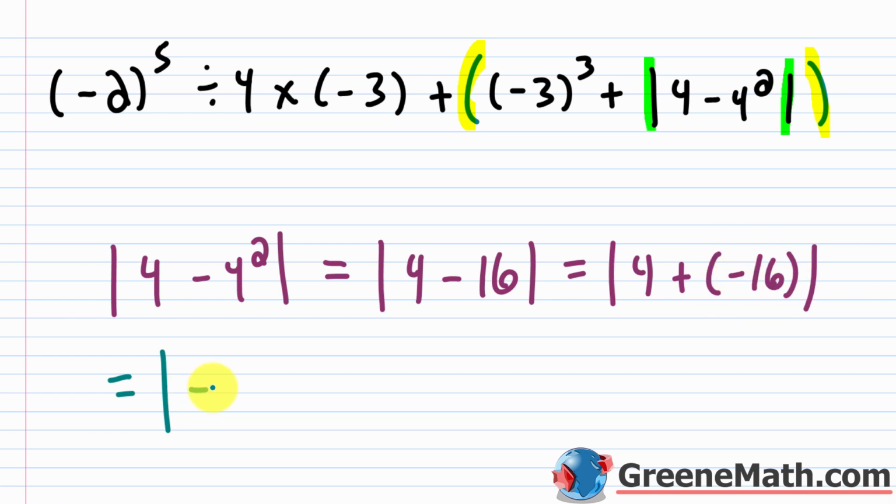So I know this is going to be negative. Then you would do a subtraction, the larger absolute value minus the smaller. So 16 minus 4 would be 12. So this is negative 12. And we want the absolute value of that, which is going to be positive 12.